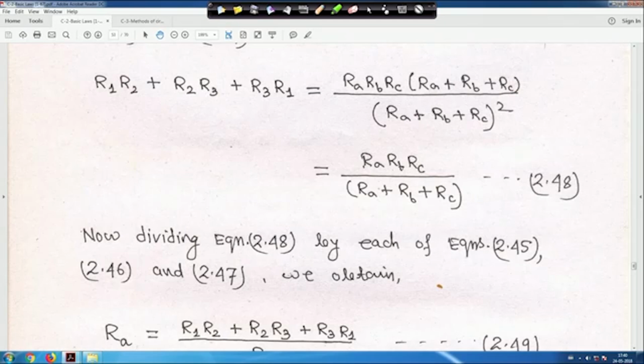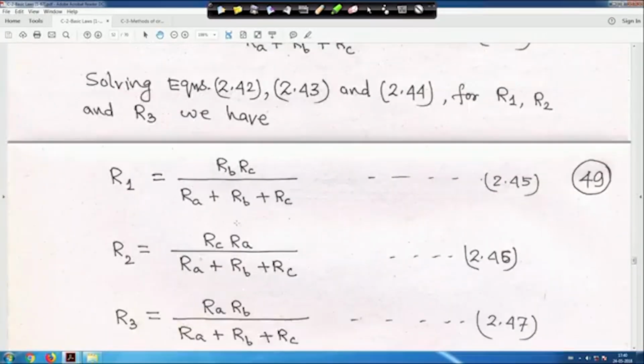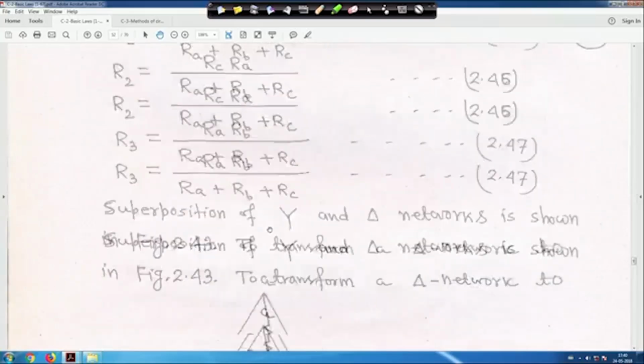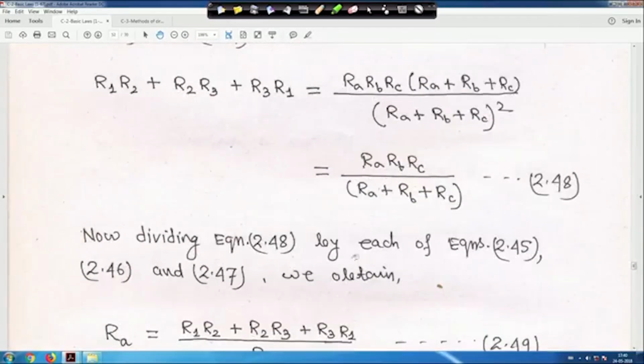Then what we will do is divide equation 48 by each of equations 45, 46 and 47. This is the simplest way of obtaining this. Now, dividing equation 48 by each of equation 45, 46 and 47.